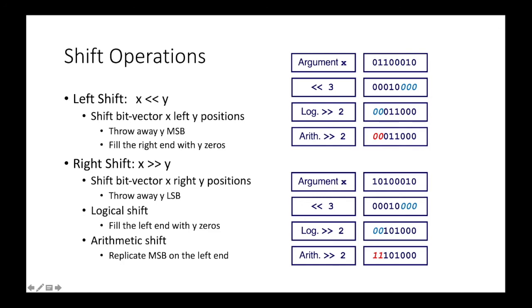Logical right shift is very straightforward. We simply fill the left end with zeros. However, arithmetic right shift replicates the MSB, the most significant bit, on the left end instead of zeros. This is to preserve the sign of the number.